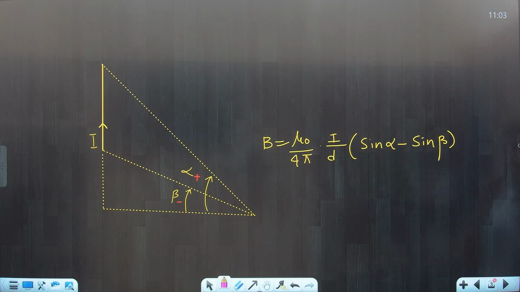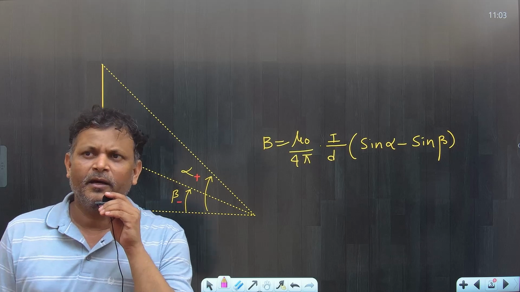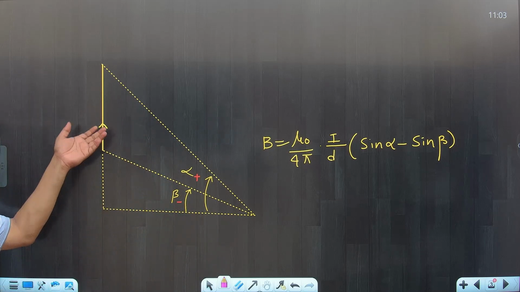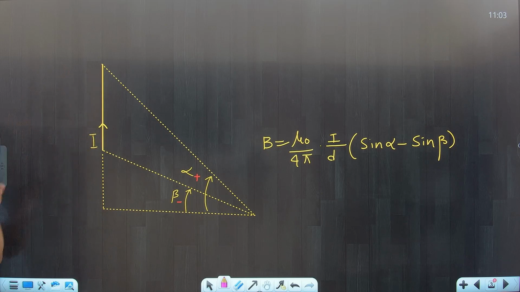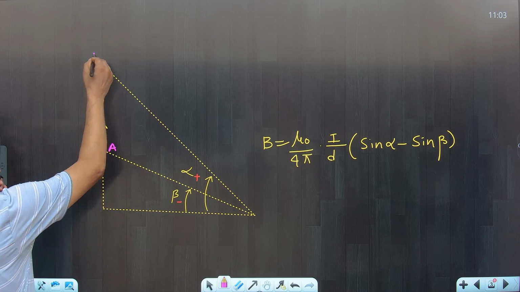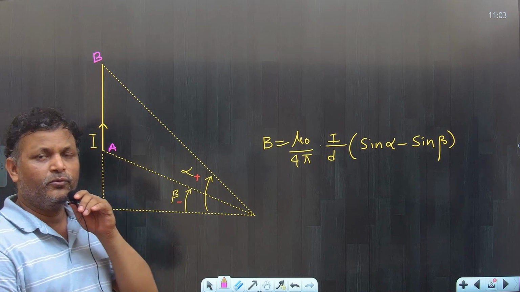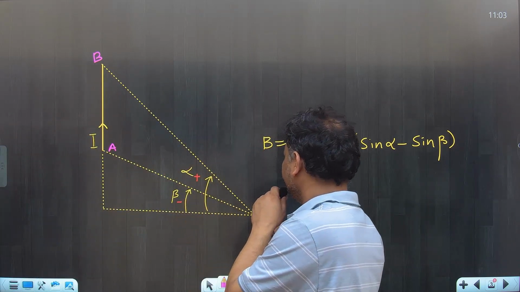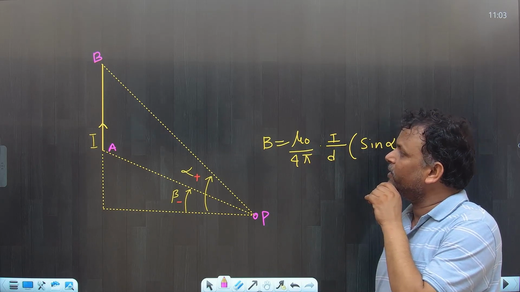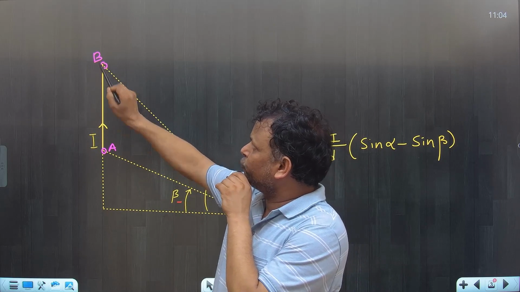Yes. Now we come to another very special case, and it is very, very important. It has been asked in IIT-JEE Advanced many times. So this is a finite conductor. It goes from A to B, where AB is having current I flowing through it, and you want to calculate magnetic field at point P. So what is the idea? This conductor starts from A and goes to B.